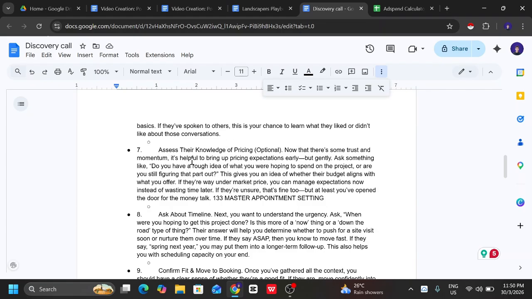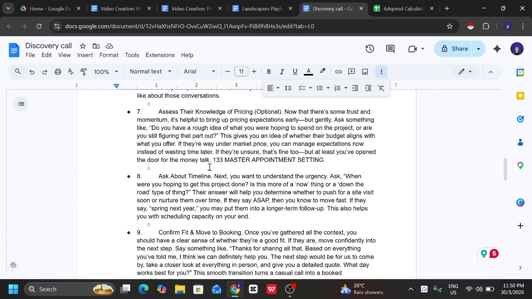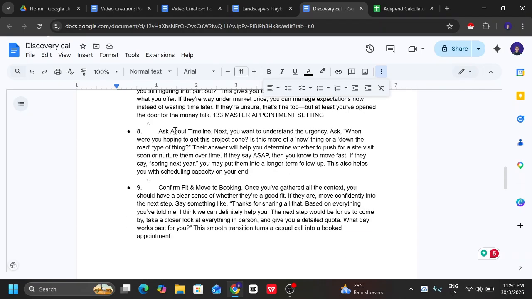It's helpful to bring up pricing expectations early but gently. Ask something like, do you have a rough idea of what you were hoping to spend on the project, or are you still figuring that part out? Then ask about timeline, confirm fit, and move to the booking.